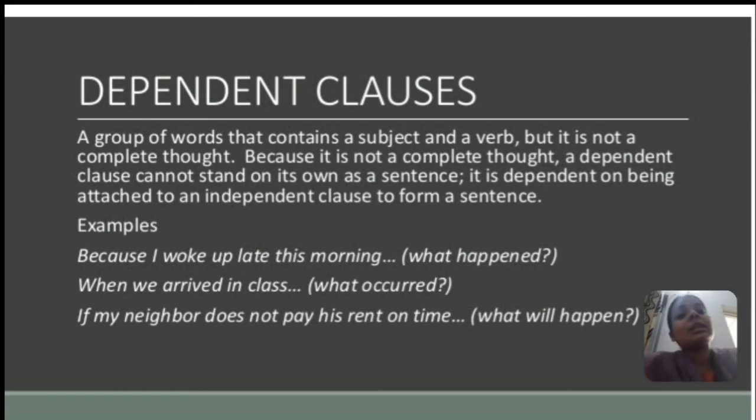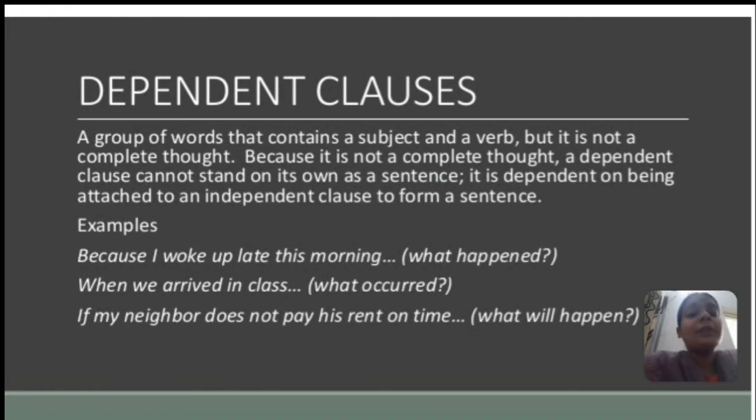They need one supportive independent clause to complete or form a sentence. So it is dependent on being attached to an independent clause to form a sentence. For example, because I woke up late this morning. Now what happened when I woke up late? The meaning is not clear. Although it has a subject and a verb, it still does not give you a complete thought or complete meaning. So you can say that it is a dependent clause.